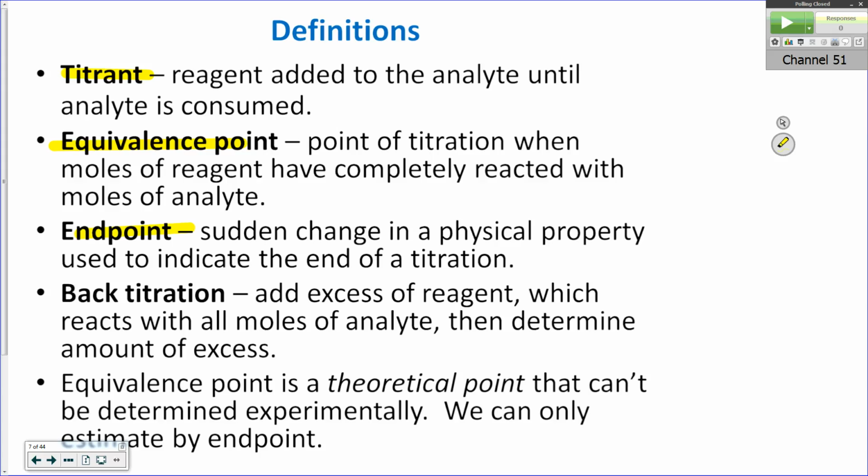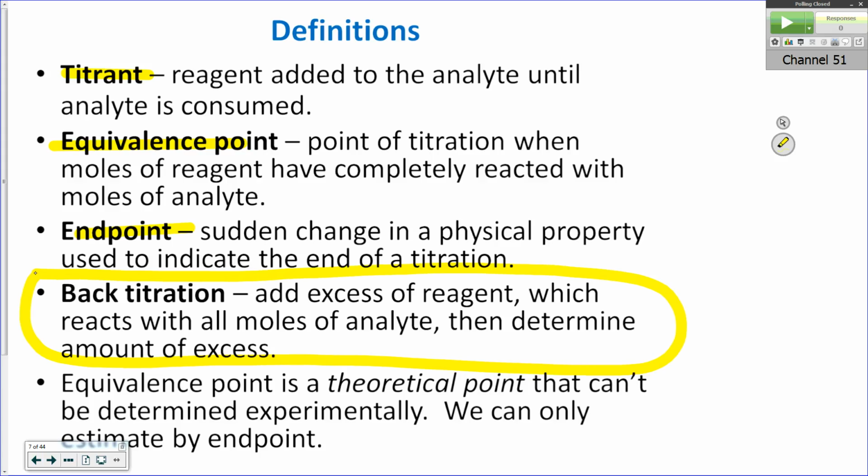One that's a new one that applies to the lab that we're doing today. And the thing that I'll warn you on this lab, this is the most complicated set of calculations you'll do in lab this year. We're doing what's called a back titration. In back titrations, you add an excess of reagent initially, which reacts completely with all of the moles of the analyte, and then you add something else to find out how much excess reagent is left.